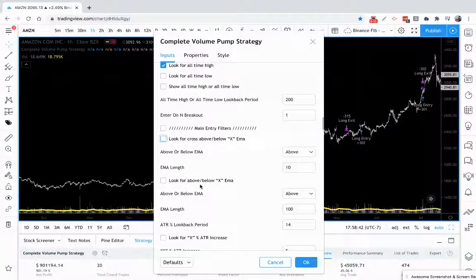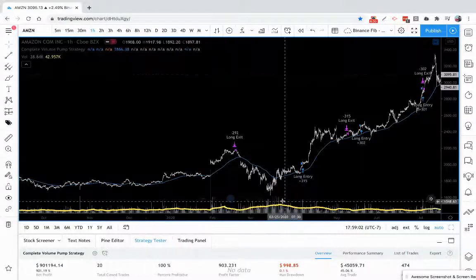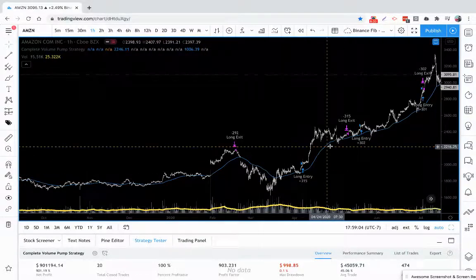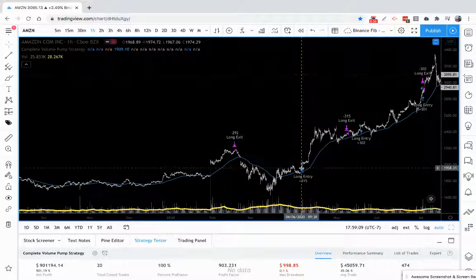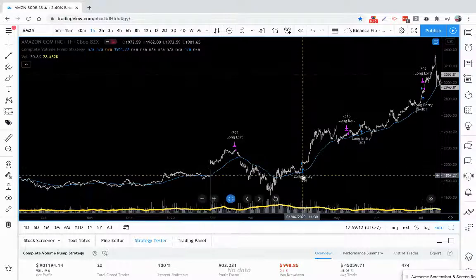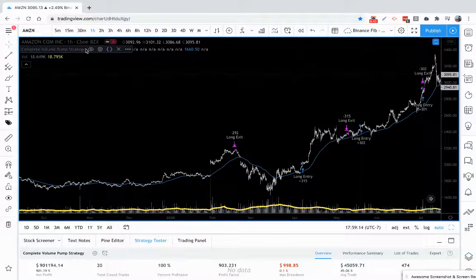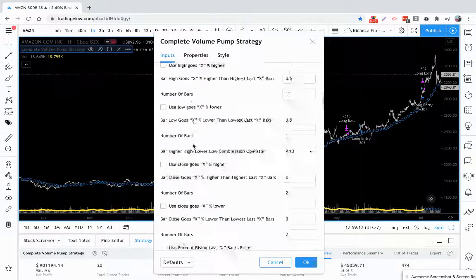So we also have this look for above, below EMA. This is going to be if the trade is generally above it, and this is if it just crossed it. So pretty similar, but this is more specific. This is if it just crossed it, and this will just look for trades that are above or below that EMA period. And you can actually see that popped on the chart. This blue line is the 100 EMA. And now anytime we have a breakout of 200 bars or above, and it's above the 100 EMA, we have a condition for a trade. That's how that works.